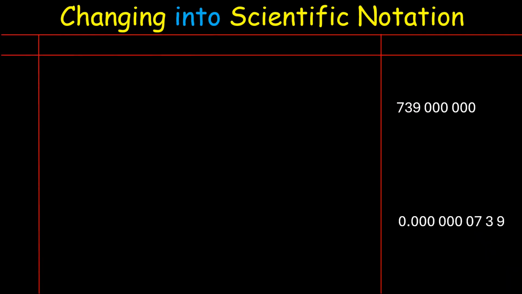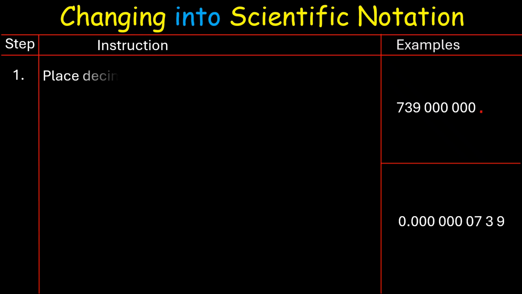Now we can summarize the simple steps to follow for changing any number into scientific notation form. I will complete these two examples as we go. First, we move the decimal point to follow the first non-zero digit. This always gives us a value greater than or equal to 1, but less than 10. In our examples, we get 7.39 in both cases.